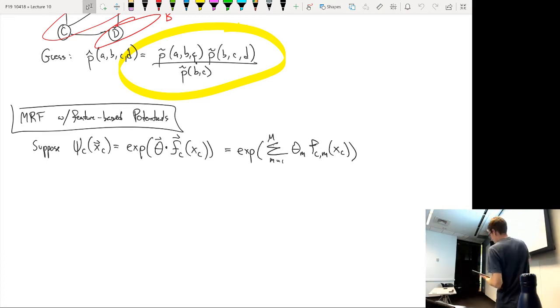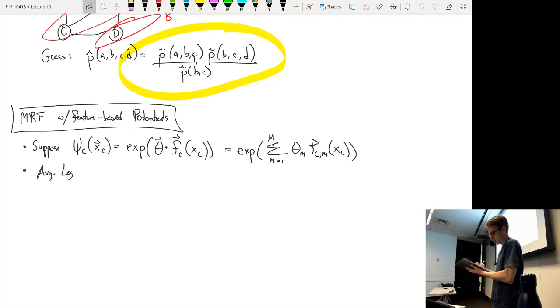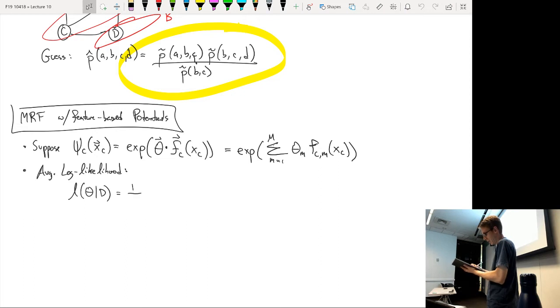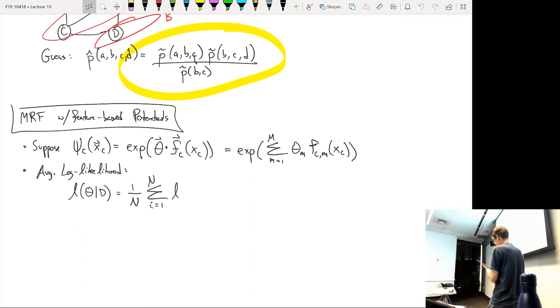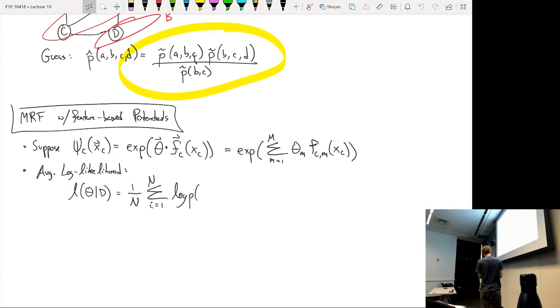now we can do the standard steps that we would use to find maximum likelihood estimates. So we could write down, say, the average log likelihood, and that would look something like L of our parameters theta given our data set D. And this would just be the usual 1 over n of a sum from i equals 1 to n of a log of the probability of, say, the ith sample, so that would be some xi, given our parameters theta.